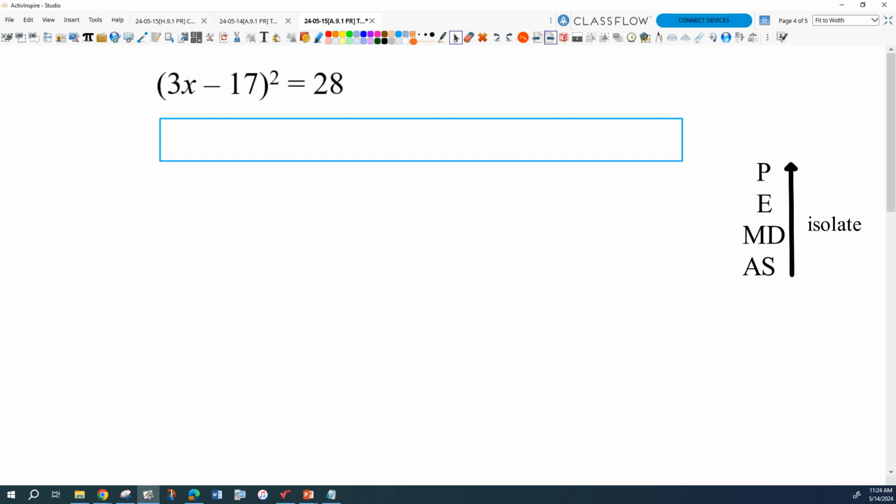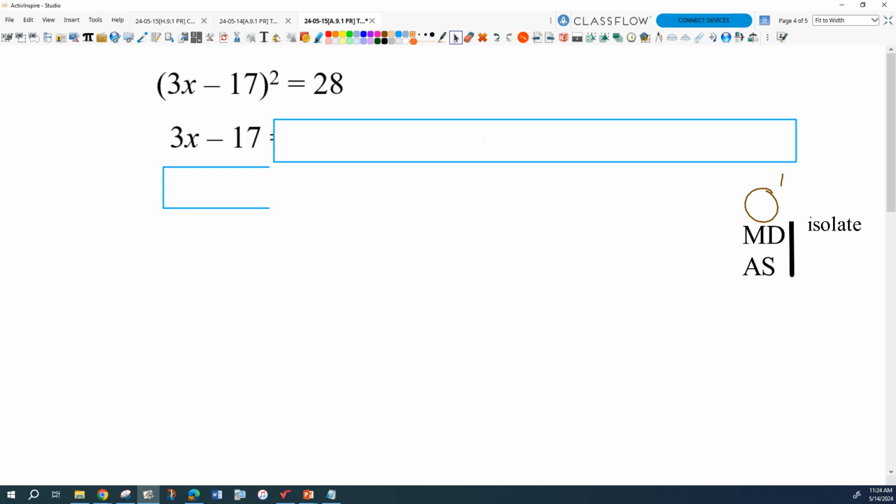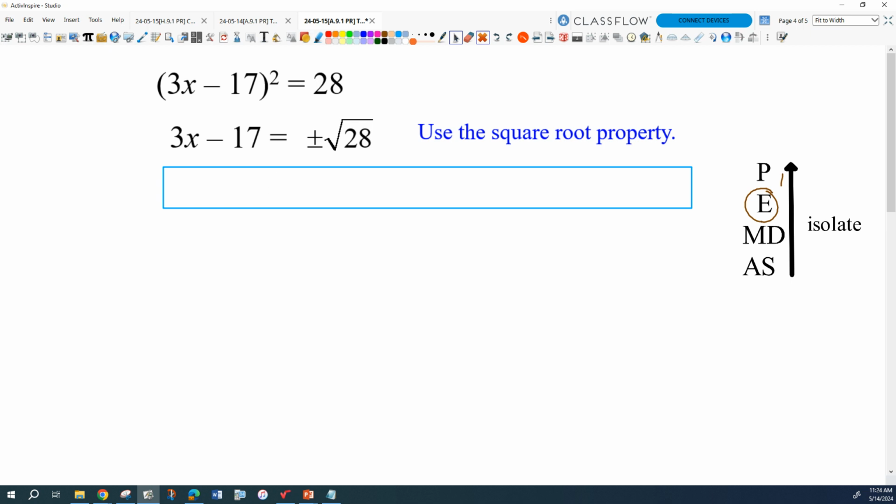How about one like this? Do the square root thing. Okay, first thing would be square root, wouldn't it? Because the first thing I run into is the squared. So first step is square root both sides. What do I get on the left side? 3x minus 17. Right side? Plus or minus square root of 28.